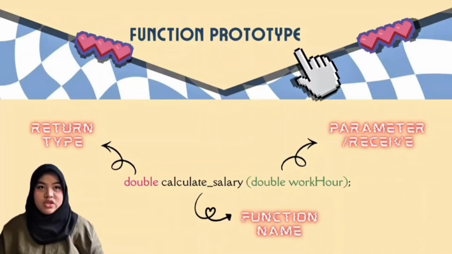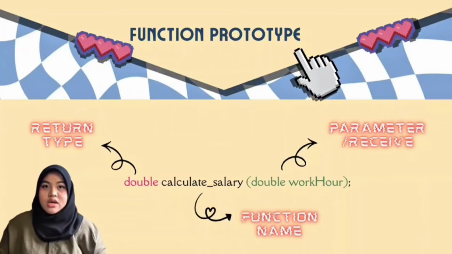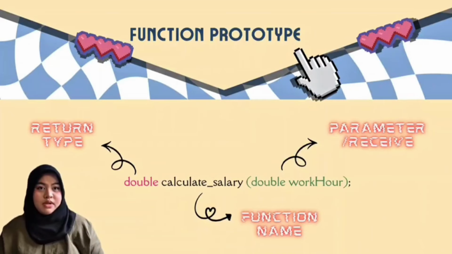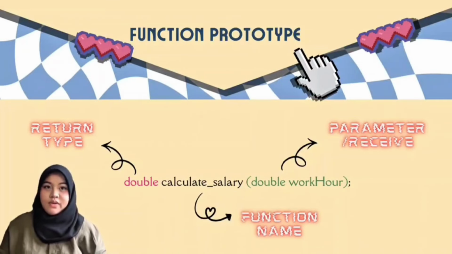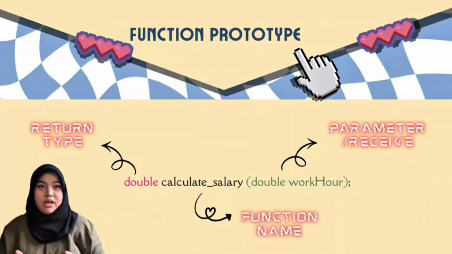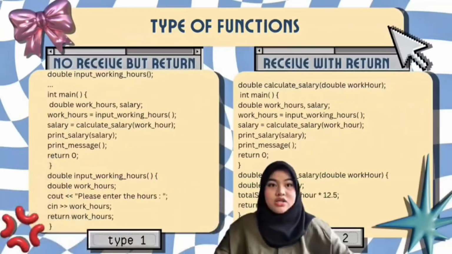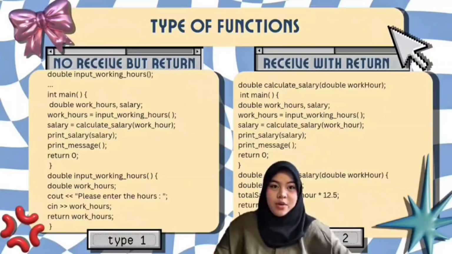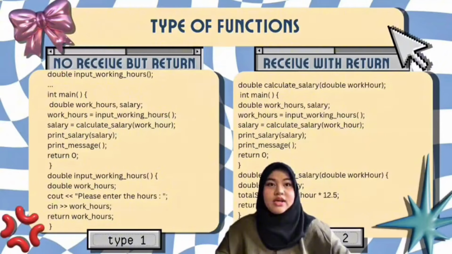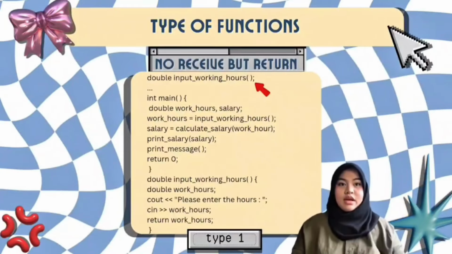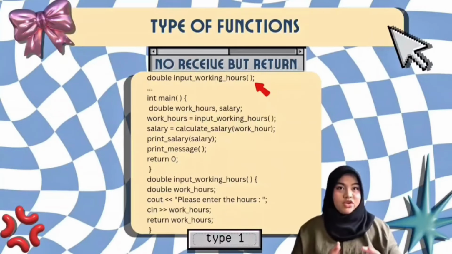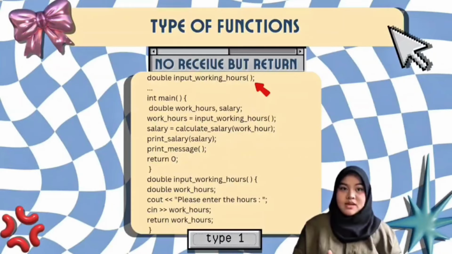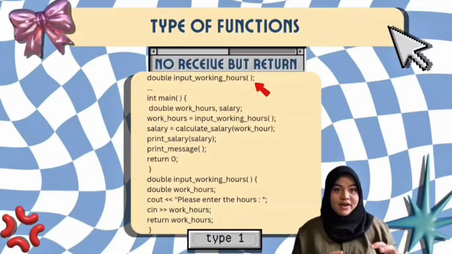Also, to know if the function receives or not: if the return type, for example double, int or float, is before the function name, that means the function has a return type. So function type 1 is no receive with return. Function type 1 has a return type before the function name and no parameter inside the brackets.